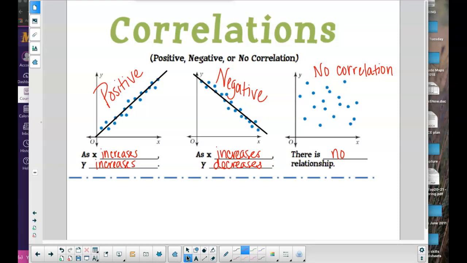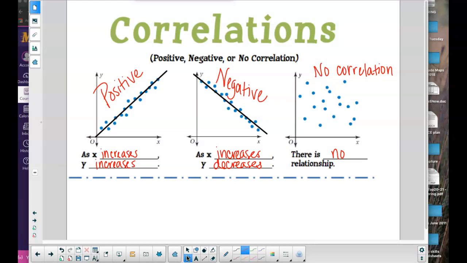Let's see, positive correlation. The height of people and their weight is a positive correlation. Okay, as people get taller, what happens to their weight? It gets higher, right? As you get taller, your weight goes up. If you're shorter, your weight is less. So that would be an example of positive correlation. Okay, an example of negative correlation.